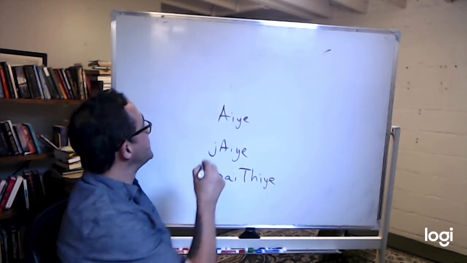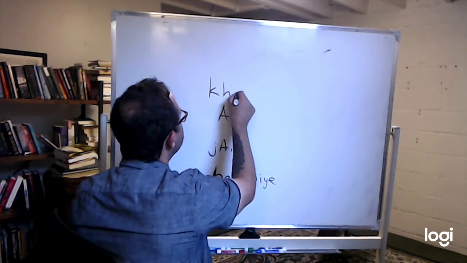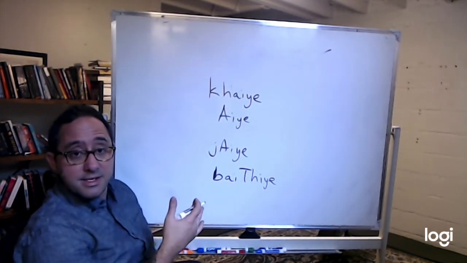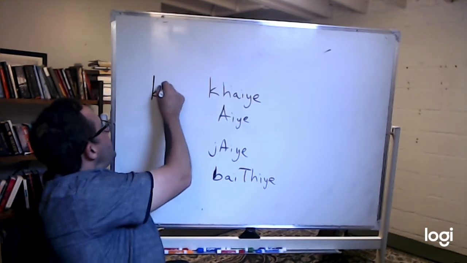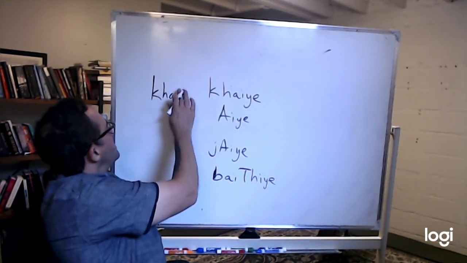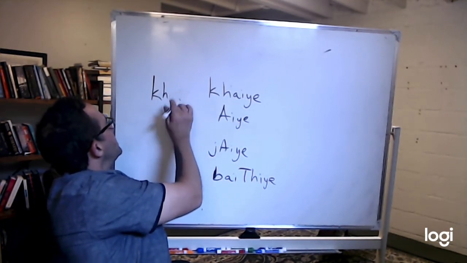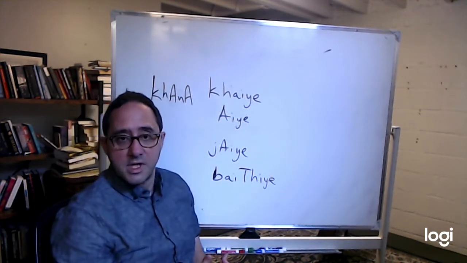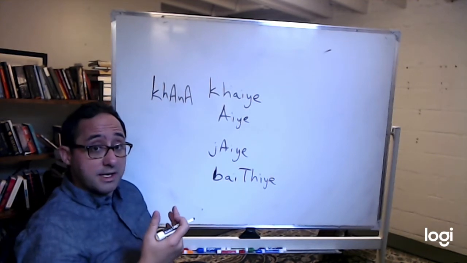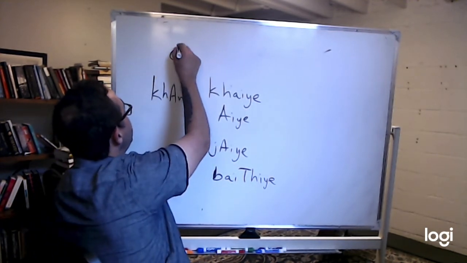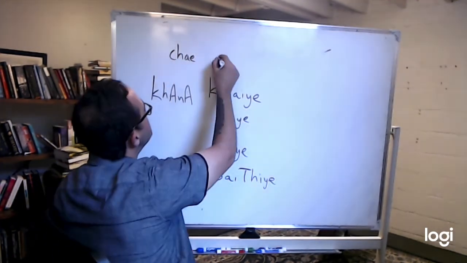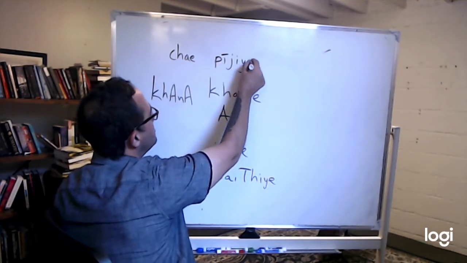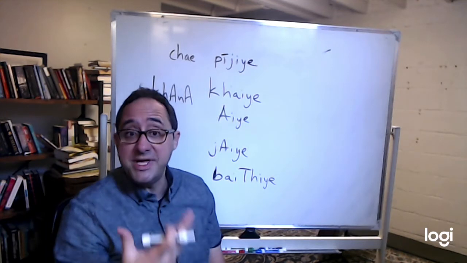Khaiye means eat. And khana means food. So khana khaiye. What if they want you to drink? Chai. Chai piyiye. Piyiye means drink. Chai piyiye.